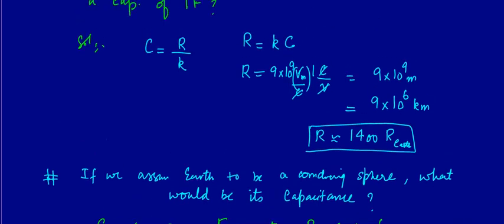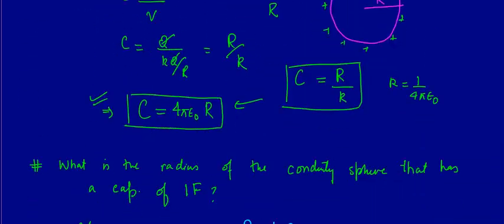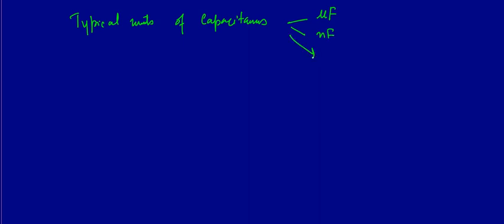So typically you would not see practical capacitances in farads. You will see the capacitance in typical units, which are maybe microfarads. It's a very large capacitor, by the way, nanofarads and picofarads. You know what a microfarad is? 10 to the power of minus 6 farads. Nano means 10 to the power of minus 9 farads, and a pico is 10 to the power of minus 12 farad.